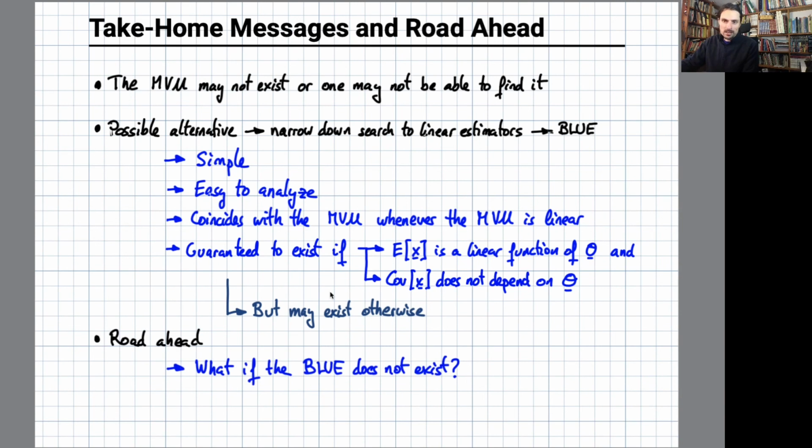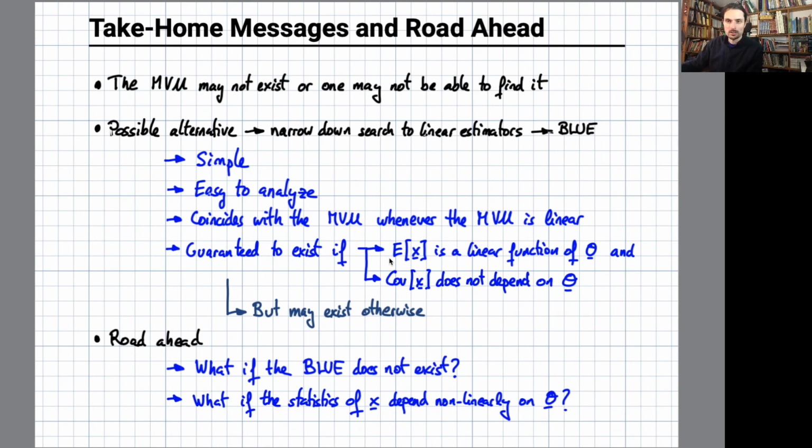What is left for the future is what happens if the BLUE estimator does not exist. So what happens if these assumptions don't hold, if the statistics, specifically the mean, doesn't depend linearly on theta? What should we do in those cases? And this is precisely what we will answer in the next lecture.